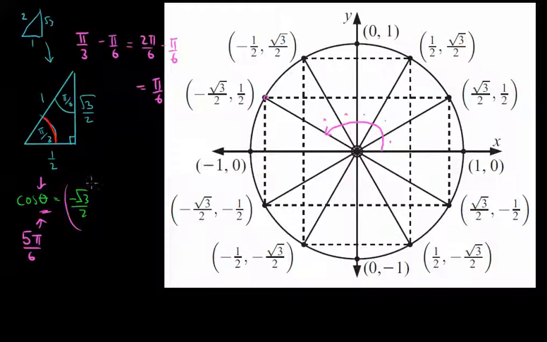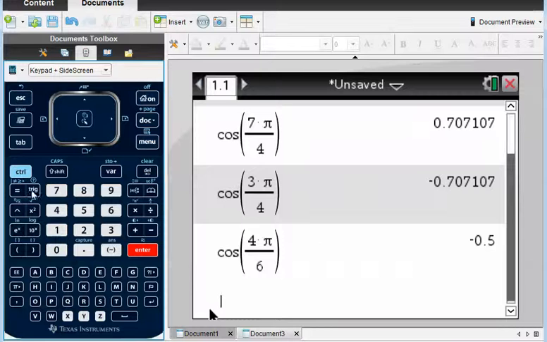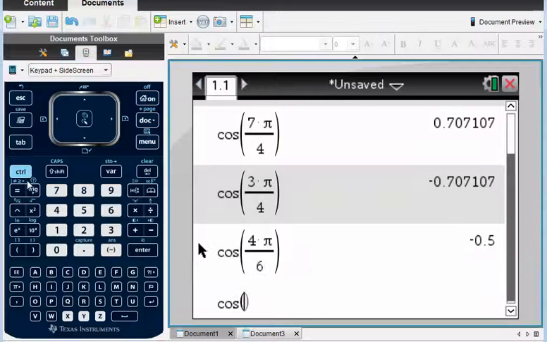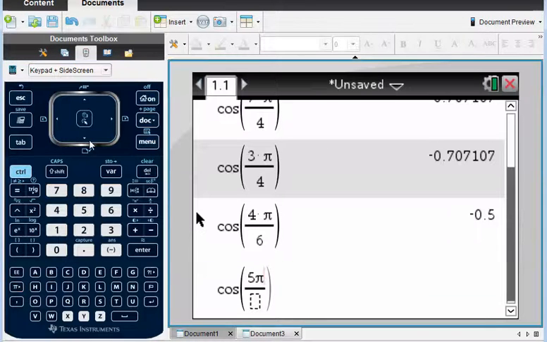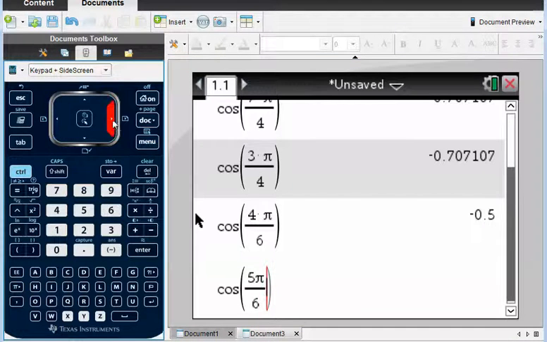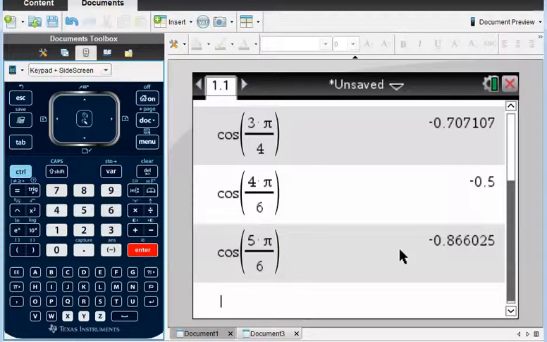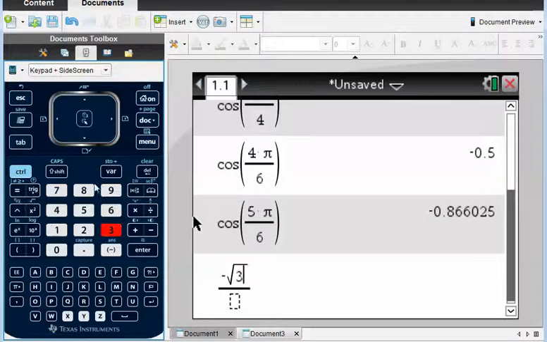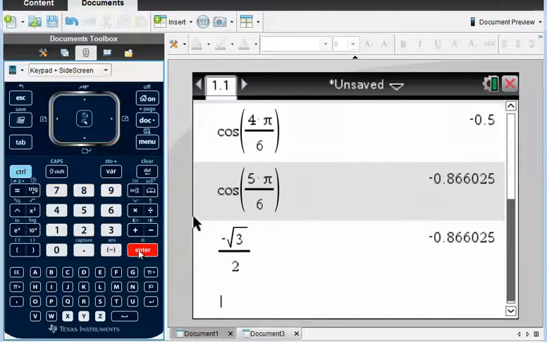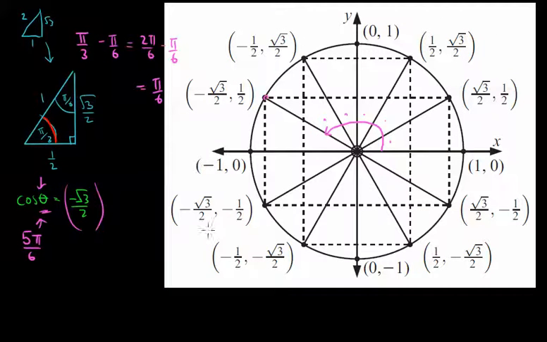So let's actually work that out. First of all, cos of 5 pi over 6, and press enter on that. We should get a minus number. We do, minus 0.866. Now let's work out minus root 3 over 2, so control divide, so that's our minus root 3 over 2, and we should get the same number. Yes, we do. Okay, that works.